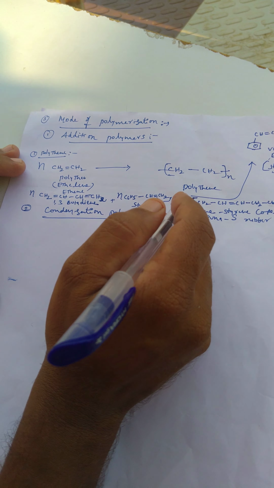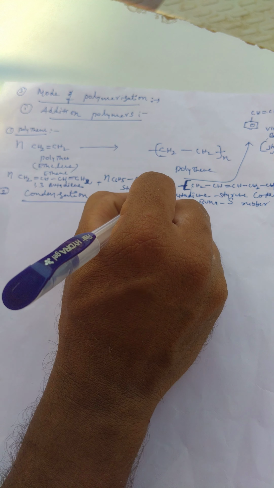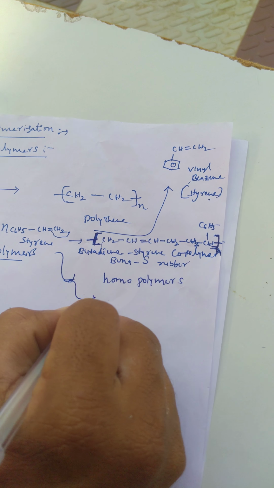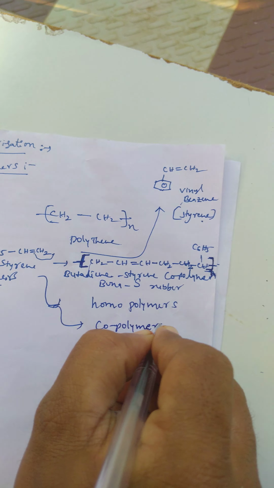See here, if the polymer is made by only one type of monomer, that is called a homopolymer. Here you need to understand two words, children, in addition polymers. One is homopolymer, and the second one is copolymer. Do you know the meaning of co? Co means together.